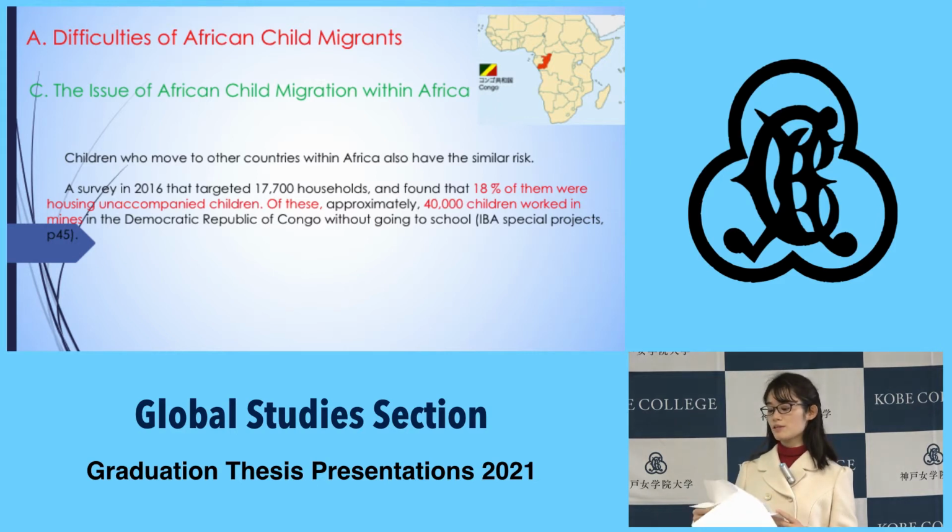The issue of African child migration within Africa. Children who move to other countries within Africa also have the similar risk. A survey in 2016 that targeted 70,700 households found that 80% of them were housing unaccompanied children. Of these, approximately 40,000 children worked in mines in the Democratic Republic of Congo without going to school.